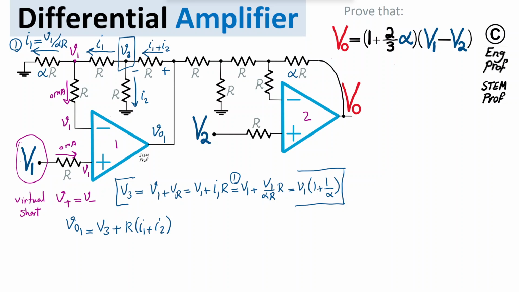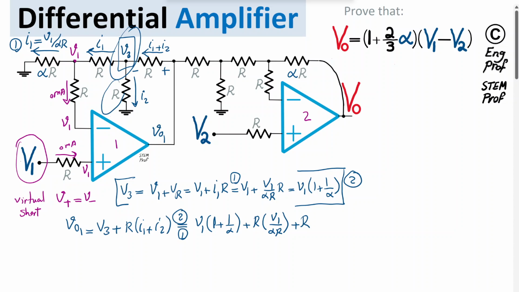Now I'm going to substitute for these currents. Let's refer to the one that defines V3 as equation 2, and I'm going to use equation 2 to substitute for V3. And therefore I have V1 times 1 plus 1 over alpha, plus R times, substituting for I1 from equation 1, V1 over alpha R. So that's the substitution for I1. And then I have also, again, this R times I2, but instead of I2, I'm going to substitute simply V3 divided by R.